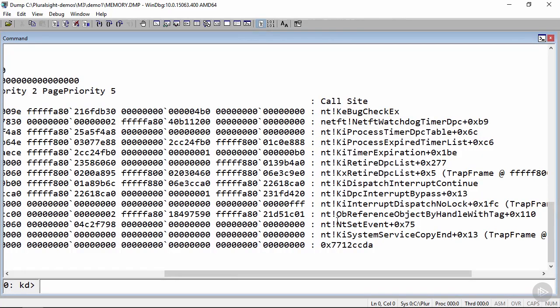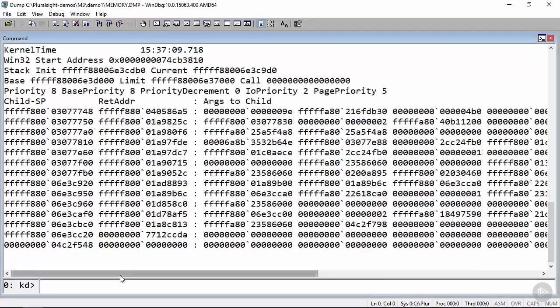It did some sort of set event followed by an interrupt, a DPC type interrupt, and it tried to retire the various DPCs, and then it noticed that it had expired a timer, and that's when the NetFT watchdog timer got involved. That's the driver that actually crashed the system, as you can see at the top, a KeBugCheckEx. So that was the current thread that was running at the time the system crashed, but it doesn't really have a bearing on why it crashed.